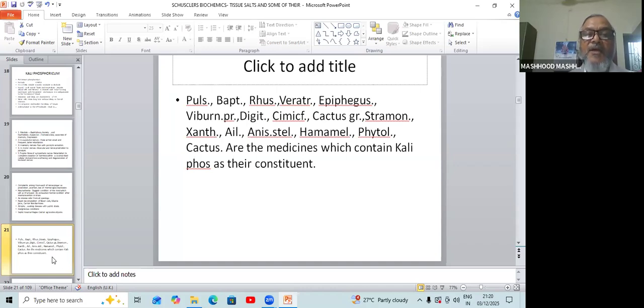neuralgia, neurasthenia, baptisia also. This helps the brain. For the fever, everything, it controls and keeps the brain cells. Rhus tox, veratrum, also heart, epiphegus, viburnum, digitalis, very important remedies. Cimicifuga also. These remedies are all very top level remedies. These Kali phos containing remedies: cimicifuga, stramonium, xanthoxylum, ailanthus, hamamelis, phytolacca, and cactus. Cactus and digitalis also contain this Kali phos.